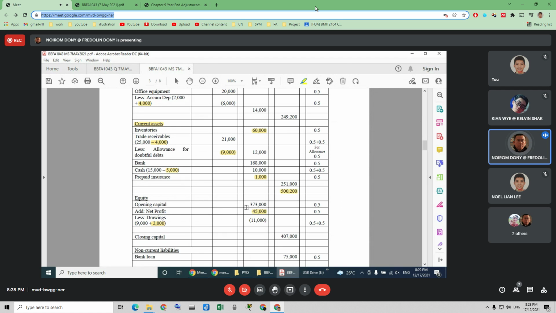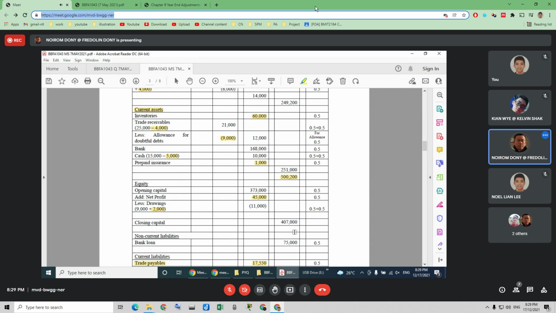Okay, we have opening capital on the credit side of the trial balance. Plus the net profit, less the revised drawing, after we have the 2,000 which has not been recorded. So we have recorded it already. So this one you need to minus 11,000. So closing capital is 407,000.